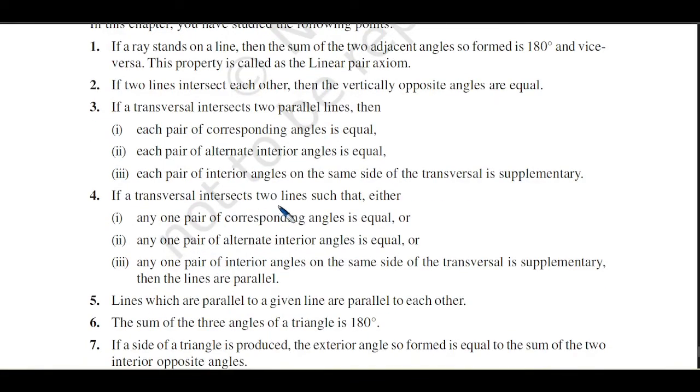If a transversal intersects two lines such that any one pair of corresponding angles is equal, or any pair of alternate interior angles is equal, or any pair of interior angles on the same side of the transversal is supplementary, whatever I have said, then the lines are parallel. So if the lines are parallel, this is true. If these are all true, then the lines are parallel.